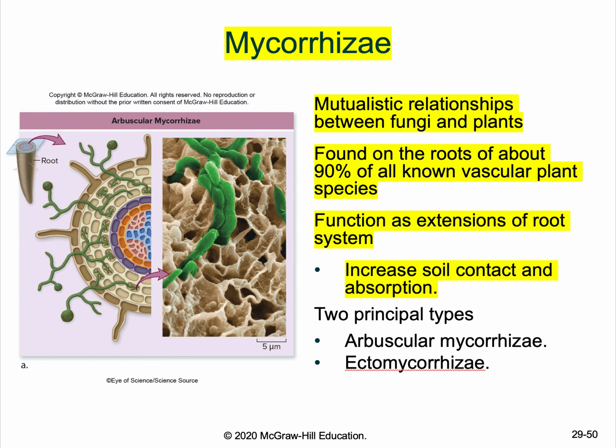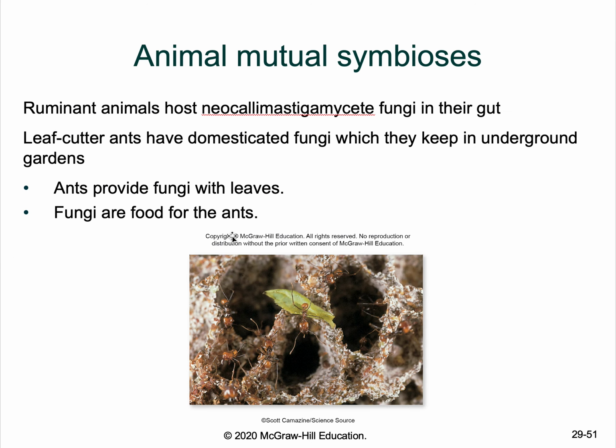We're almost done here, by the way. Some other symbiotic relationships between fungi and animals is most notably these ants and fungi. These leafcutter ants, there we go, hang out with the fungi. They have domesticated fungi, which they keep in underground gardens. The ants provide the fungi with leaves, and the fungi are food for the ants. So that's one mutual relationship between animals and fungi.